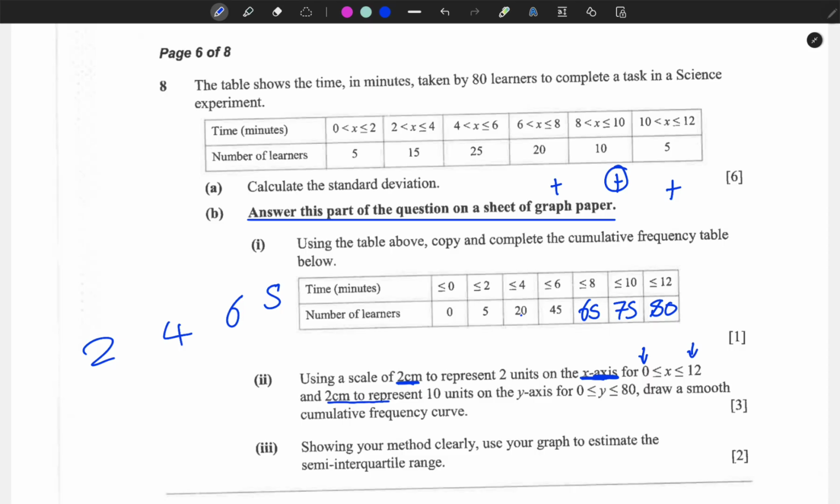And 2 centimeters represent 10 units on the y-axis. So 10, it means 0, 10, 20. So we are adding a 10 for each box. Then the range is from 0 up to 80. So now let's see how we can come up with this answer.